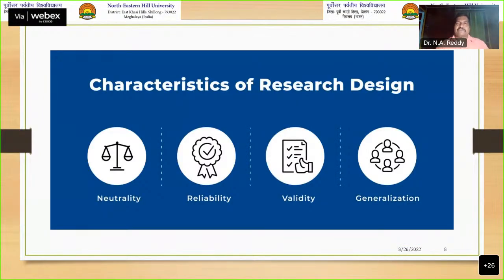What are the characteristics of research design here? Neutrality, reliability, validity, generalization. So to standardize your rating scale or some other quantifiable scales, it is very easy to measure reliability and validity for a questionnaire, maybe with different types of statements. You can measure the validity index.